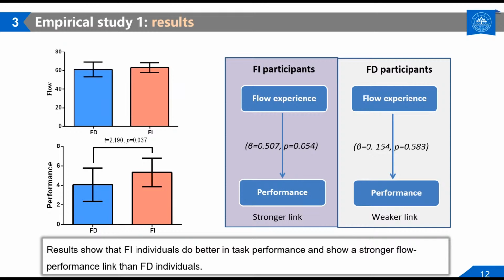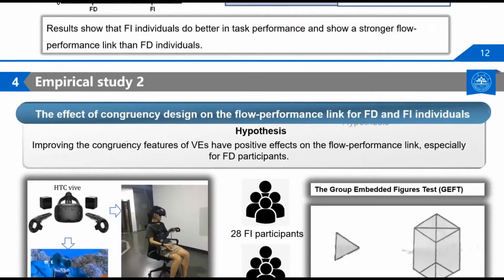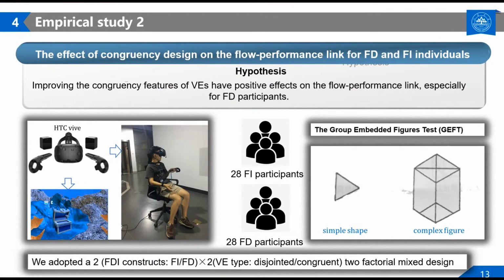According to the weak association model, a potential approach to strengthen flow performance link is enhancing the congruency between task and interactive artifacts. Then, study 2 is to test the effect of congruency design on the flow performance link for FD and FI individuals. We suppose that improving the congruency features of BES have positive effects on the flow performance link, especially for FD participants.